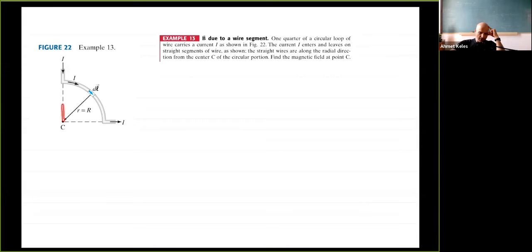So if you have a radius, the straight wires are along the same direction from the center C of the circular portion, and find the magnetic field. So the center of the circle is right here, and we are trying to find the magnetic field at this point C.